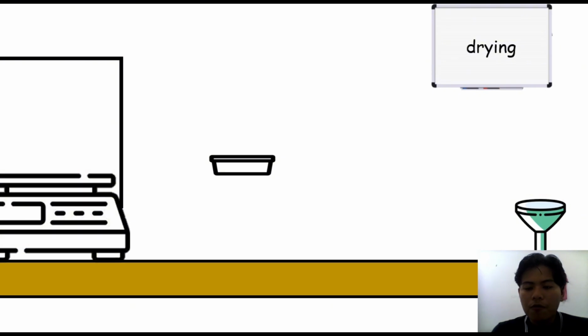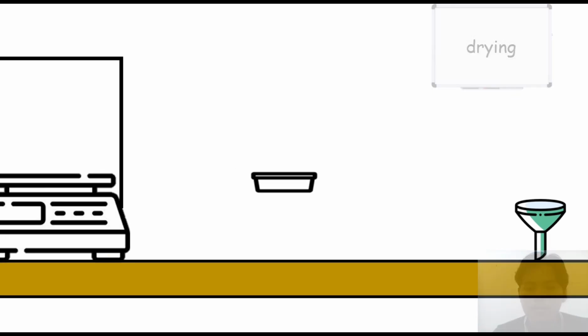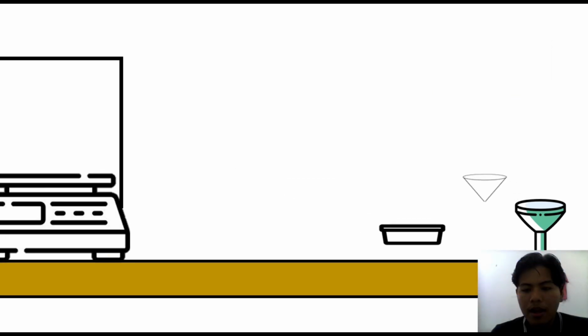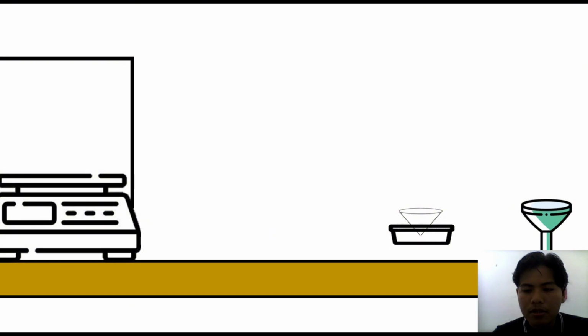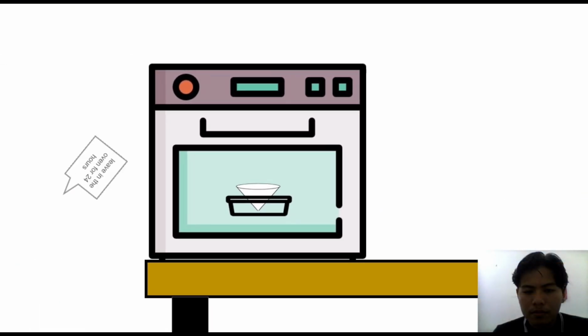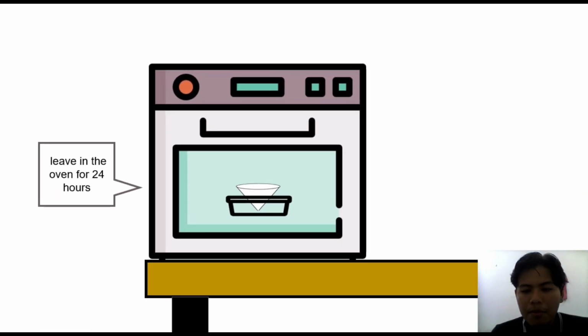Now we move to the next step, that is drying. First, get a dry and clean watch glass, and then carefully transfer the filter paper onto the watch glass. Now, the watch glass will be put in the oven. The watch glass is then heated in the oven for 24 hours at approximately 60 or 80 Celsius.